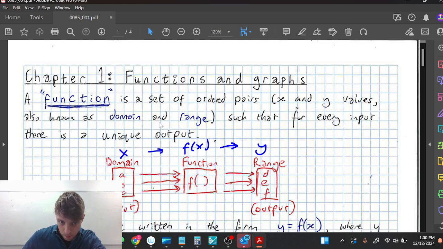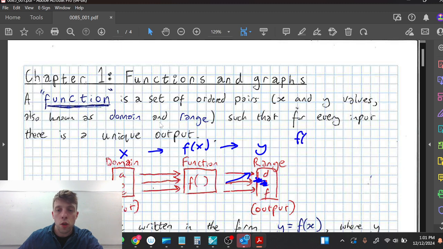Now, a couple of things you need to be aware of: I could possibly have two inputs that give us the same output. This is completely fine. For example, maybe A goes into the function and gives us D, and maybe B goes into the function and also gives us D. So both A and B give us D. Here's an example over here.